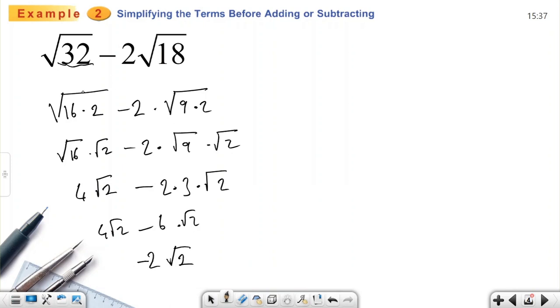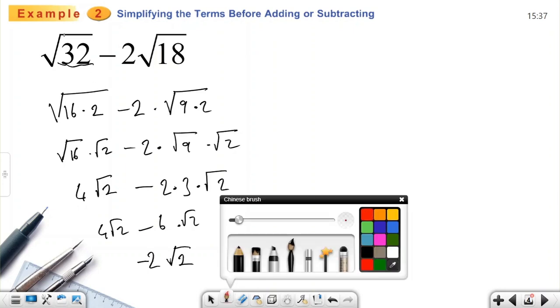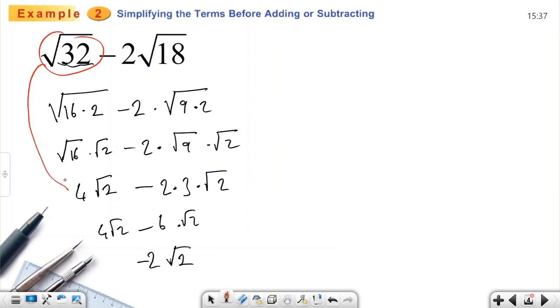So 32, you can simplify it, and after this step it becomes 4 square root of 2. And 2 square root of 18, after simplifying it, becomes 6 square root of 2. So 4 square root of 2 minus 6 square root of 2 becomes negative 2 square root of 2.